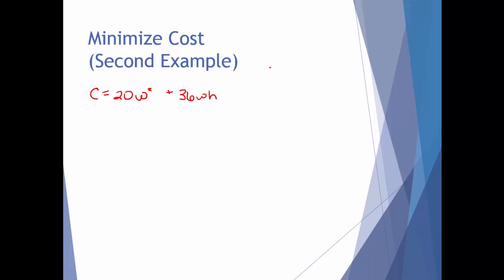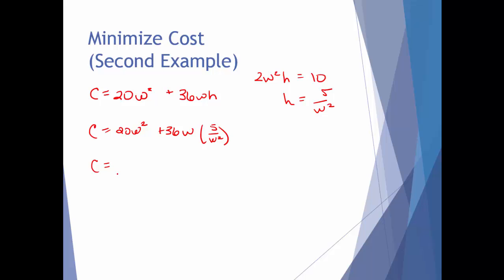But if you remember from the previous slide, we had the fact that 2W squared H had to be 10 due to the volume constraint. So if we solve this, you can solve for either one. I'm solving for H because I don't have to square root anything. H should be equal to 5 divided by W squared. So when I substitute that into my cost equation, I'm going to get 20W squared plus 36W times 5 over W squared. Clean it up and we get 20W squared plus 180 over W.